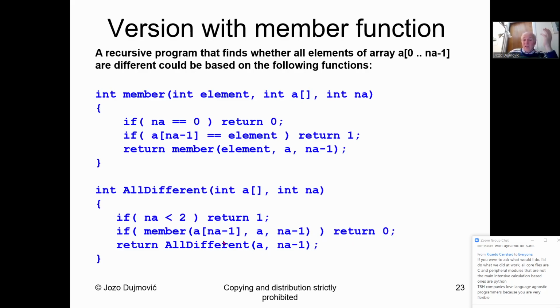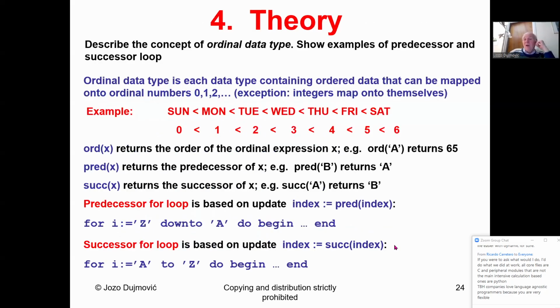In all other cases, if this one is different from others, then do the same thing with the array that has n-1 components, not NA, but NA-1. So when you do that, you are going to sooner or later reach the boundary condition, NA less than 2, and will return 1 if you have no duplications. If you have duplicates, then return 0 and go out. So this is another possibility, and there are always more possibilities.